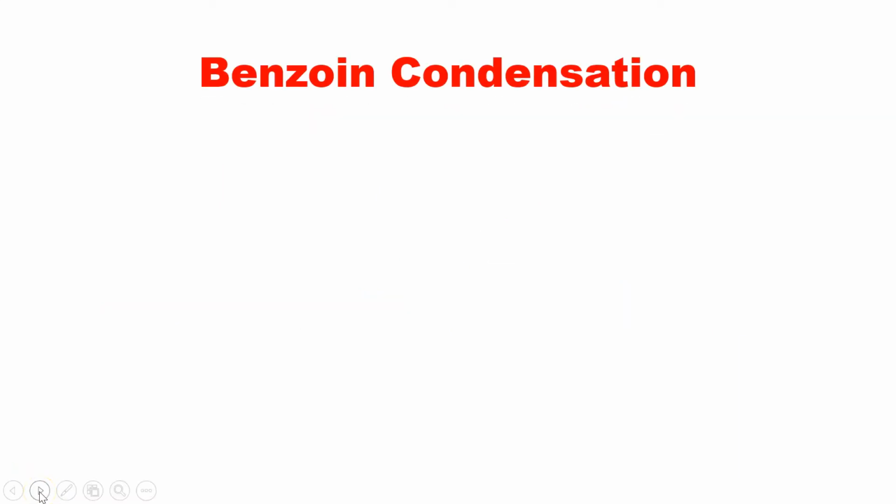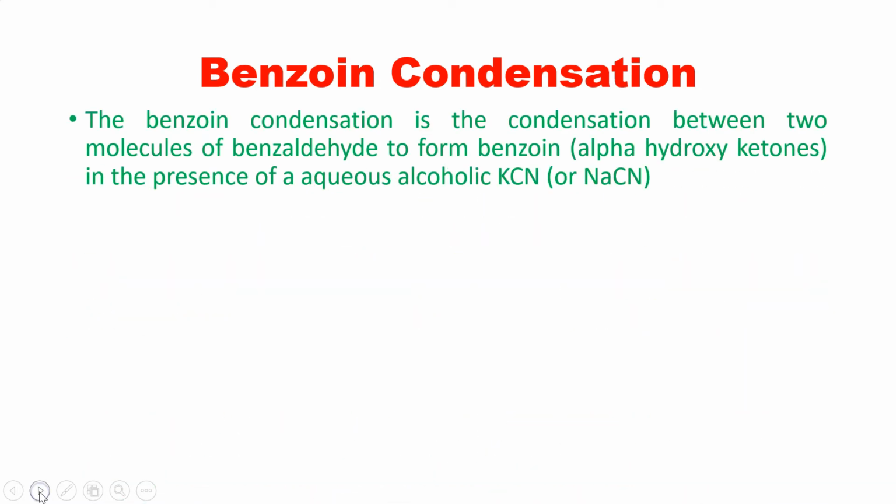That is benzoin condensation. The name itself indicates benzoin. So benzoin means that at the end of the reaction we get benzoin, and it is a condensation product. It is the condensation product of 2 moles of benzaldehyde. It is also generally called an alpha hydroxy ketone because the structure of benzoin is an alpha hydroxy ketone.